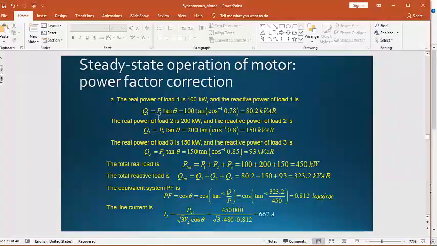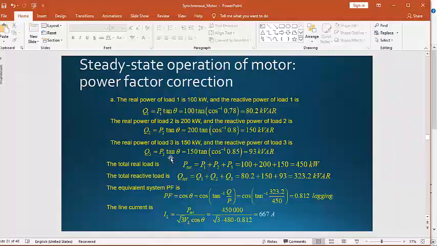That's the same method that we use, but I used the diagram, the power triangle, to explain it to you. The first scenario, finding Q1, is P1 tan theta, which is 100 tan of, in brackets, cos inverse of the power factor, which gives us theta. That's why they used cos inverse of the power factor here to get theta. And we have 80.2 kVAR. The same thing was done for Q2, and we had 150 kVAR.